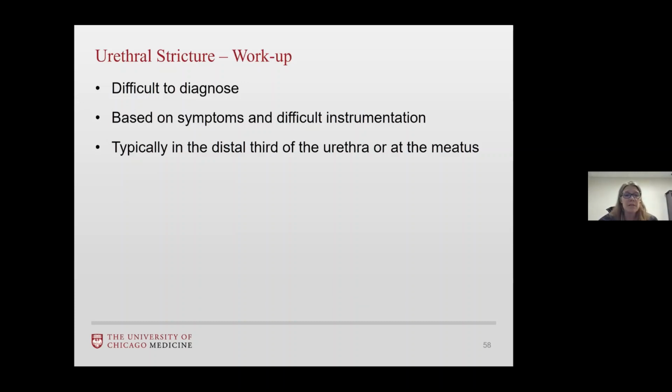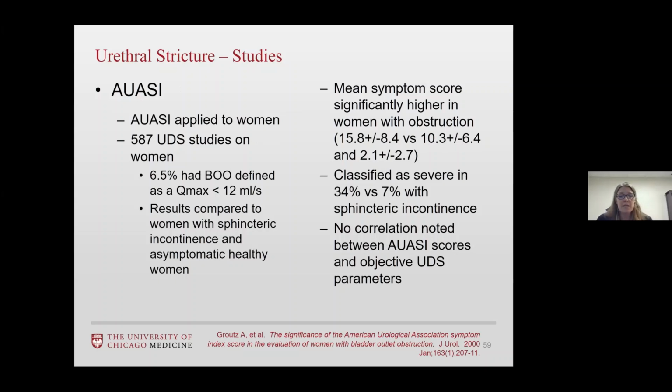These strictures are typically in the distal third of the urethra or at the meatus. Some of the studies, and this is just interesting information to have: this group tried to apply the AUA symptom score to women and then correlate it with urodynamic studies. They had 587 urodynamic studies on women. 6.5% of those women had bladder outlet obstruction, defined as a Qmax of less than 12 mLs per second. And then they compared those women with obstruction to women who had sphincteric incontinence and asymptomatic healthy women.